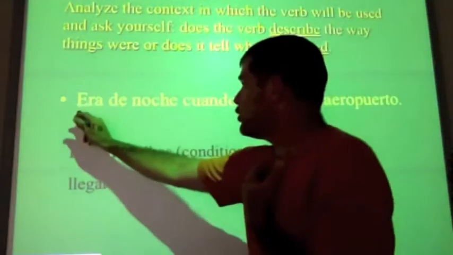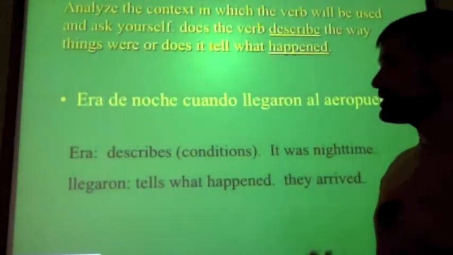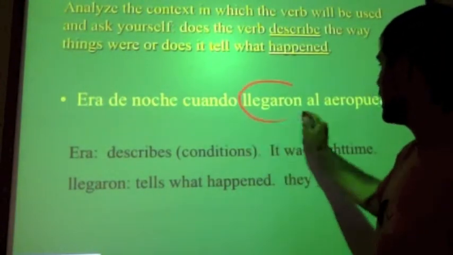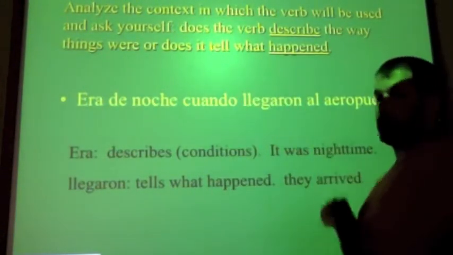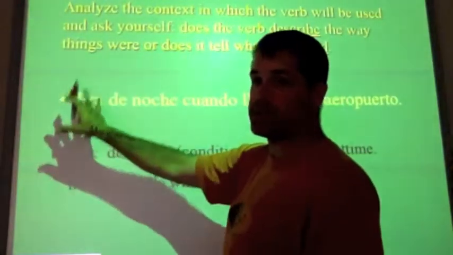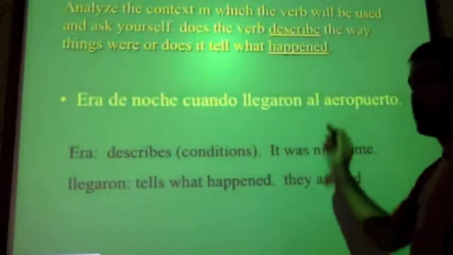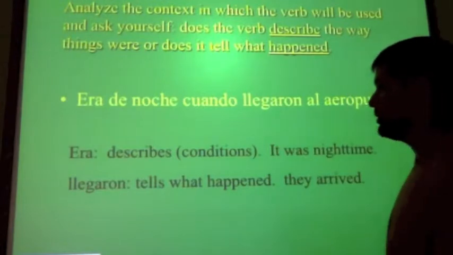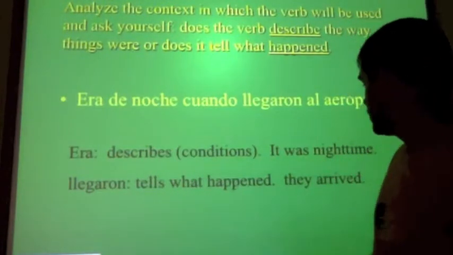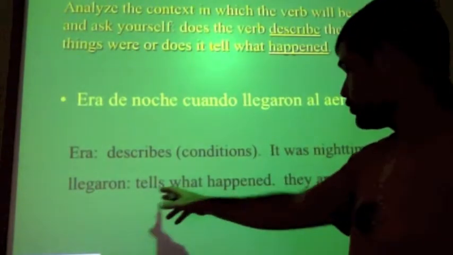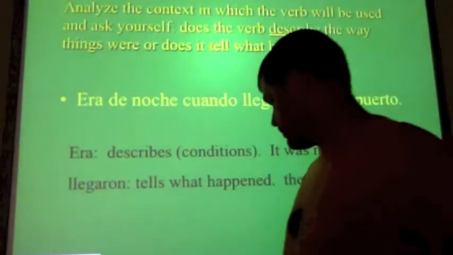So, era de noche. It was nighttime. Cuando llegaron al aeropuerto. When they arrived. So I'm describing the condition when it was. Era de noche. Cuando llegaron. When they arrived. Action that happened. So era describes conditions. It was nighttime. Llegaron tells what happened. They arrived.